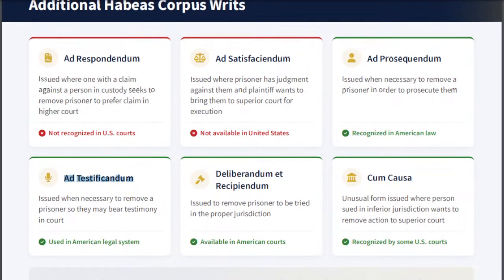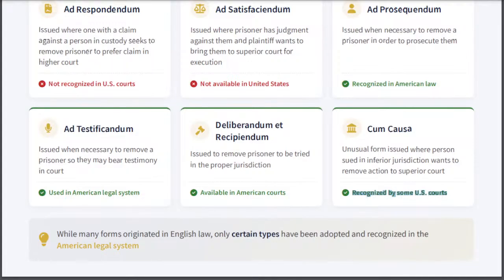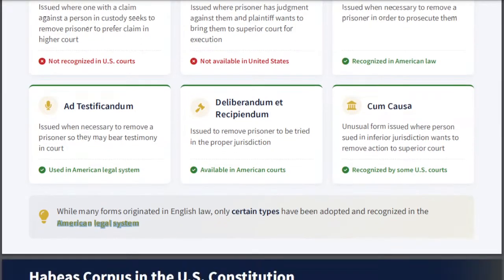There's the ad testificandum, issued when necessary to remove a prisoner so they may bear testimony in court, and we've seen that in the American legal system. Deliberandum et recipiendum, issued to remove a prisoner to be tried in the proper jurisdiction, which is available in American courts. And finally, the cum causa, an unusual form issued where a person sued in an inferior jurisdiction wants to remove the action to a superior court, and that is recognized by some U.S. courts. While many forms originated in English law, only certain types have been adopted and recognized in the American legal system.